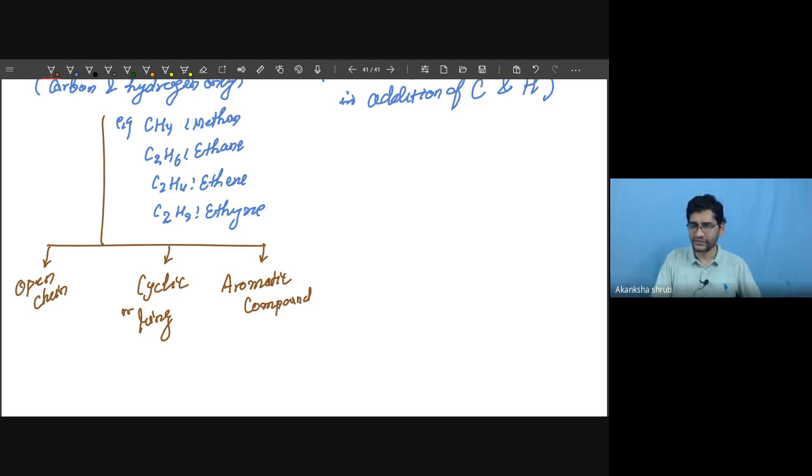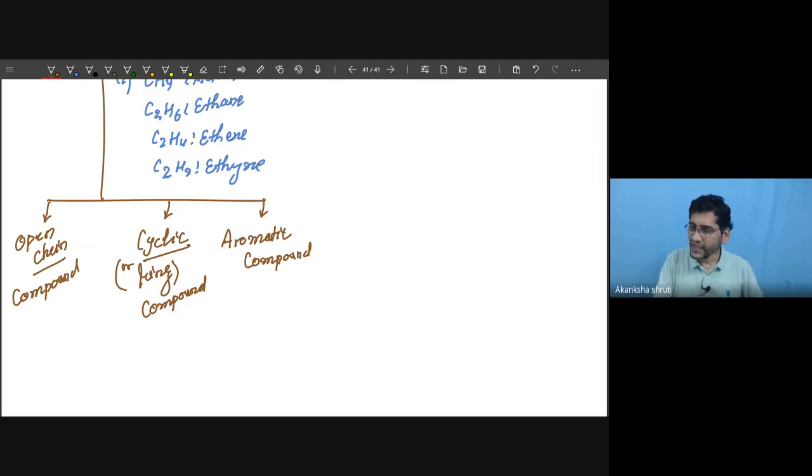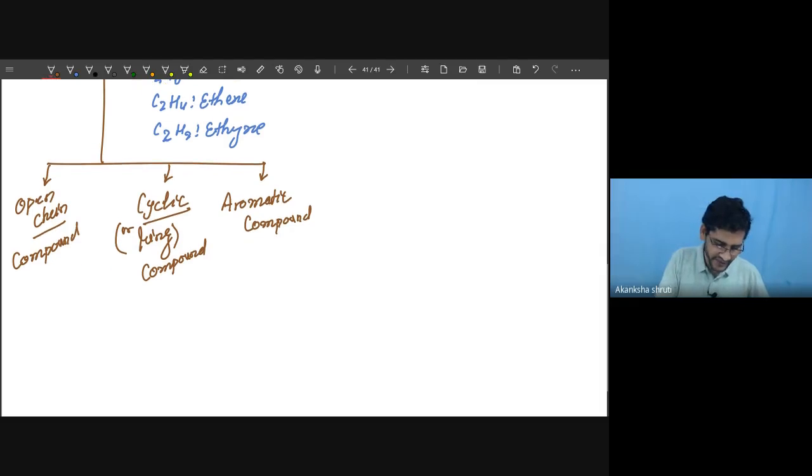It is like this. Considering the chain, we can make it open chain or closed chain. That means an open chain hydrocarbon or open chain compound. This is a cyclic compound, or ring-containing compound. And this is called an aromatic compound. Students, let me take one example to understand this.